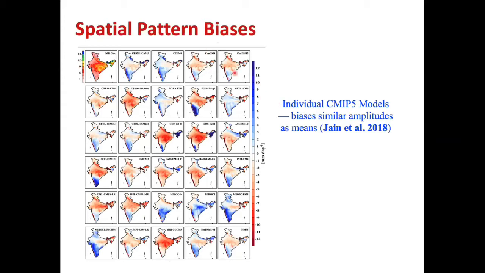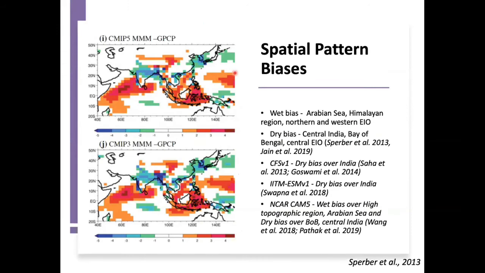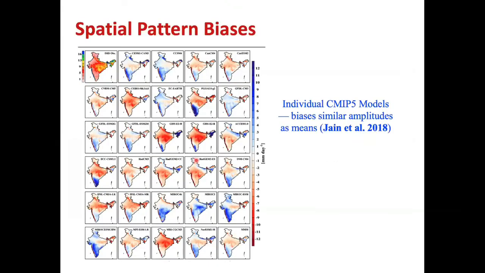So here we saw the multi-model mean, the mean of a bunch of, say, 30, 40, 50 models. Here we are looking at individual models, just over Indian land, and we are comparing with IMD observations. This is the IMD observations, June to September rainfall, in millimeters per day. And then these are individual model biases. Each of these panels is an individual model and its bias.